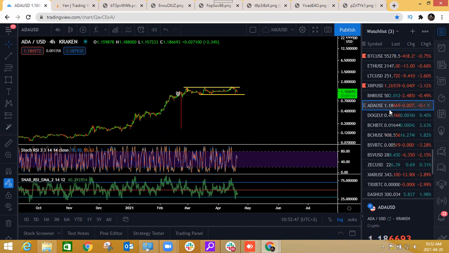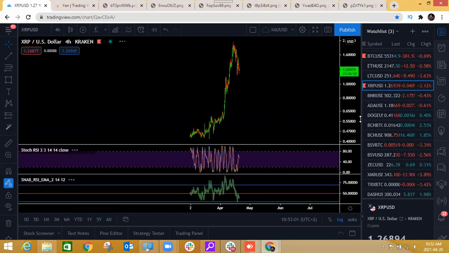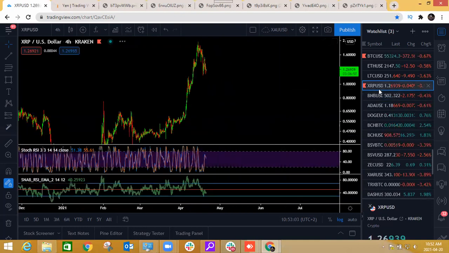So ADA is currently at $1.18, Doge 41 cents, a mere 41 cents, Ripple $1.26, but we're looking for this to pull back. So these are good coins to put your money on, and they are cheap other than Bitcoin, which is now so expensive. So guys, for the long term, don't only just look at the short term.